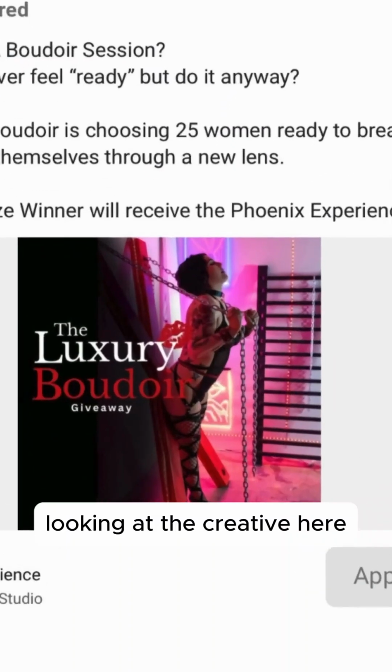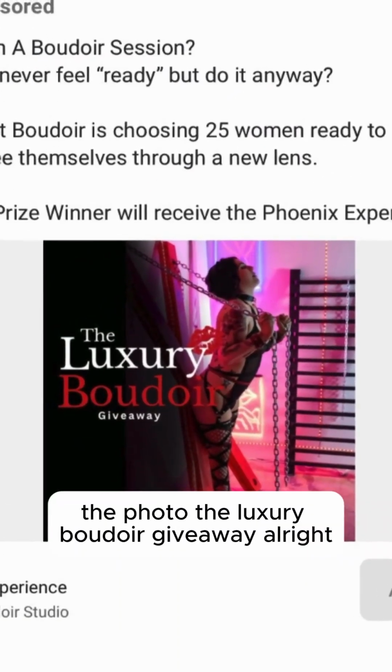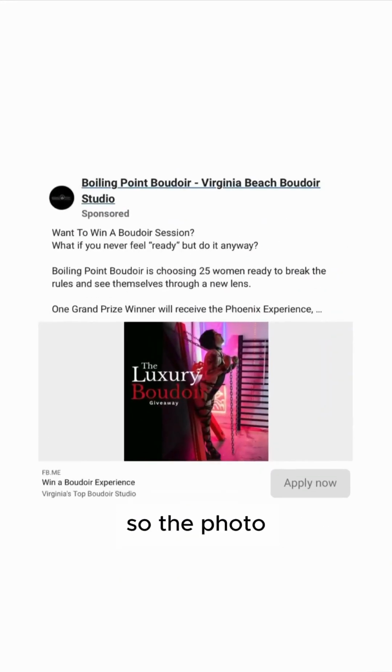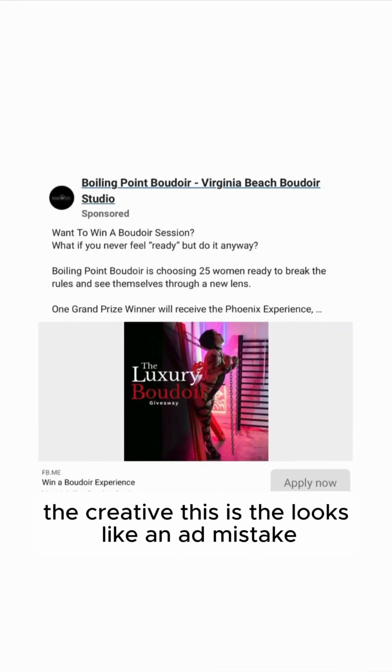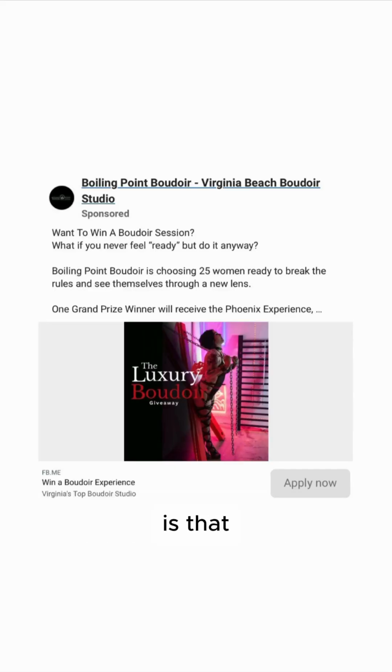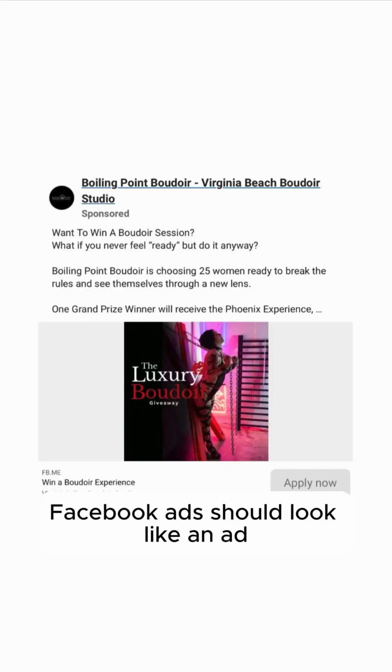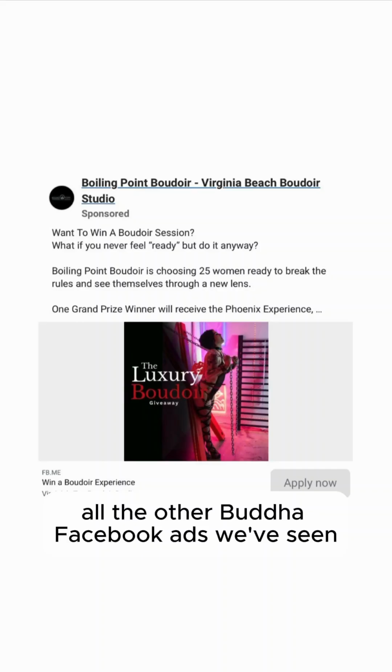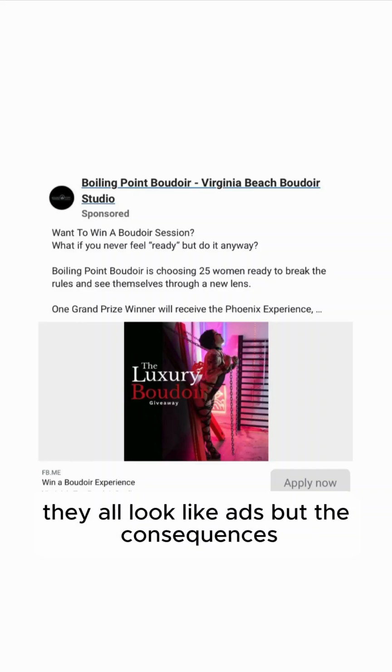Second, looking at the creative here, the photo, the luxury boudoir giveaway. All right, so the photo, the creative, this looks like an ad mistake. The false belief that caused us to make this mistake is that we believe our Boudoir Facebook ad should look like an ad, because that's what all the other Boudoir Facebook ads we've seen look like, they all look like ads.